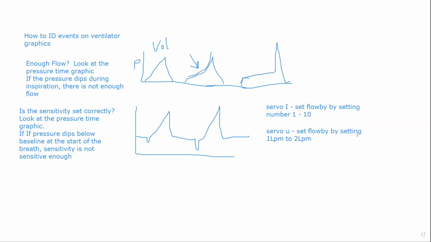On the servo U, it's pretty much liters per minute of flow that the patient has to move to initiate a breath. And they don't give you much of a range. I think it's 1 liter per minute to 2 liters per minute. So which one would be easier for them to initiate a breath? The 1 liter per minute. So less flow would initiate a breath. Oh, I see. Okay.